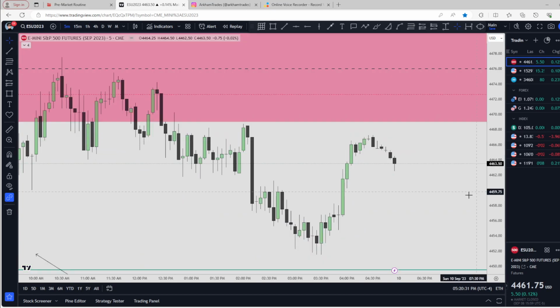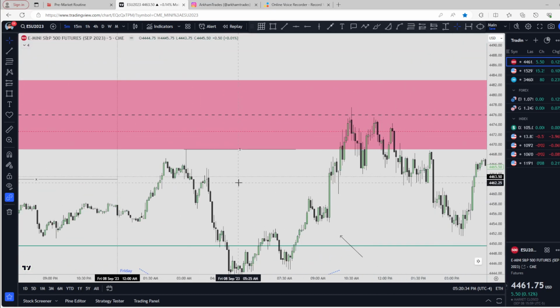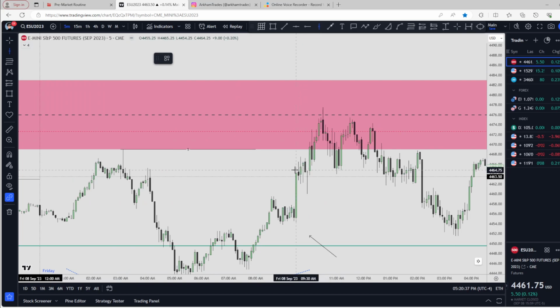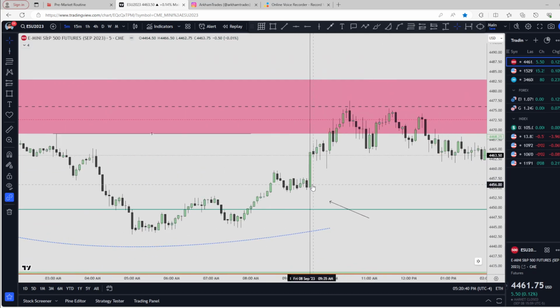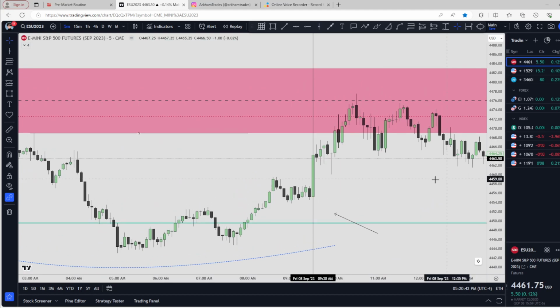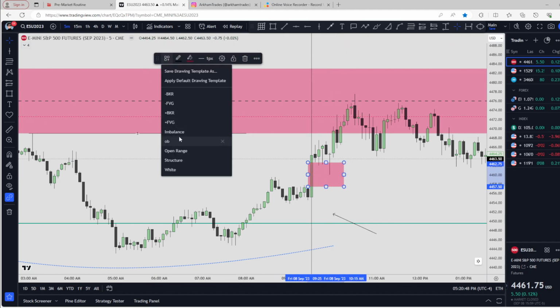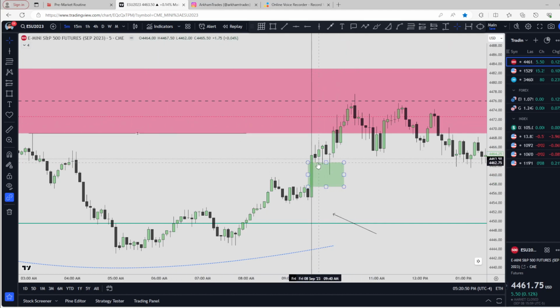So coming down to M5, market opens here at 9:30. We have a bullish rally higher. I'm not buying that. I'm waiting for a retracement. I didn't buy right here, and I didn't buy right here. So why did I buy right here when I could buy right here?